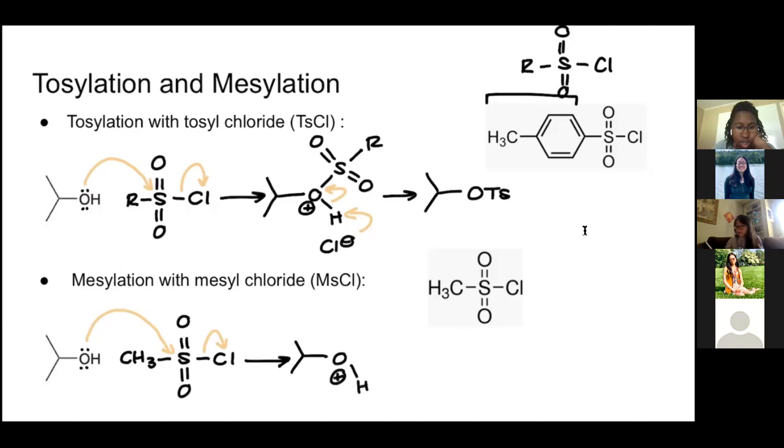Positive charge on that oxygen, like usual. This is going to be methyl instead of an R group. Looks like this. Cl minus. I think you guys know what's happening by now. Deprotonate, deprotonate. And we're going to be left with this guy, this being the mesylate part.